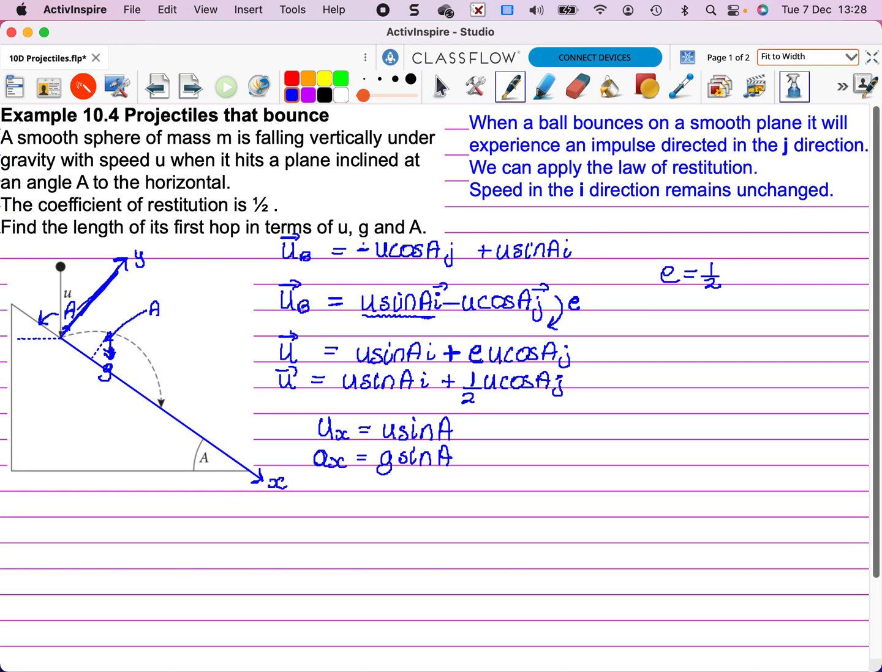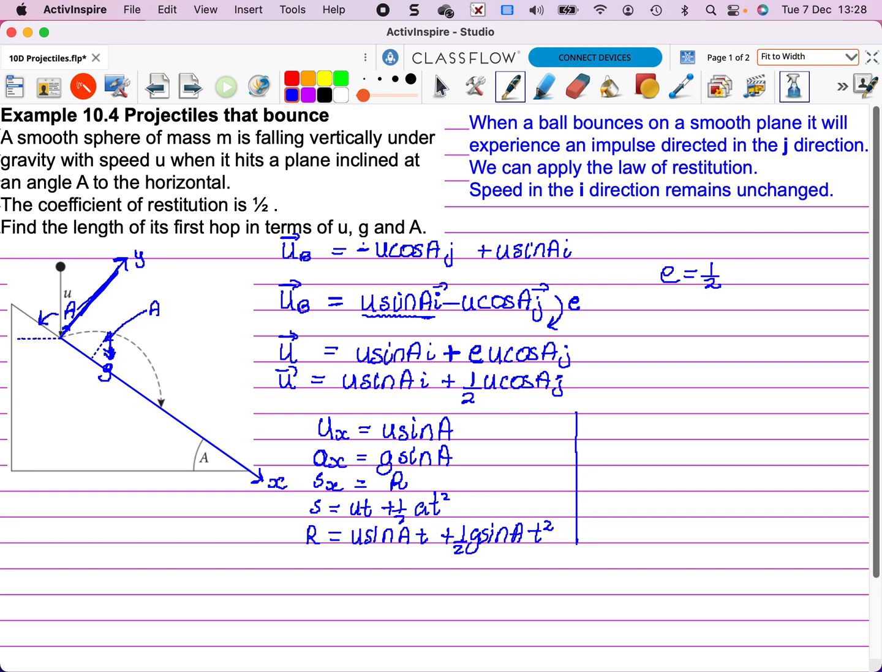And we're looking for the length of the first hop, which means we're looking for the range. So what we're looking for is the range, and traditionally we call the range R. We're going to be using the formula s equals ut plus 1/2 at squared, and we're going to substitute in what we know. So R is equal to u sine A times t plus 1/2 times g sine A times t squared. As of now, we do not know the value of t.